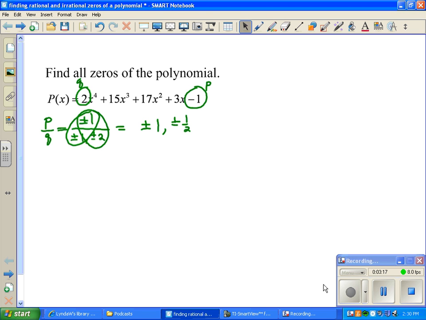Now, it is possible that we're going to get irrational answers, and they wouldn't come from this list. It's also possible that we could get complex answers. They also won't come from this list.